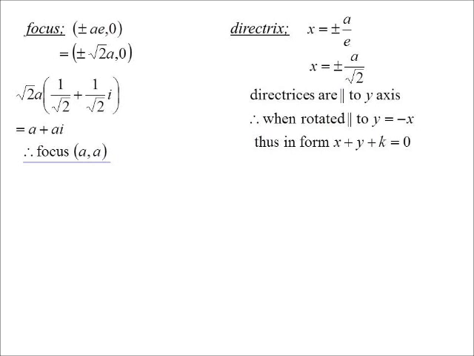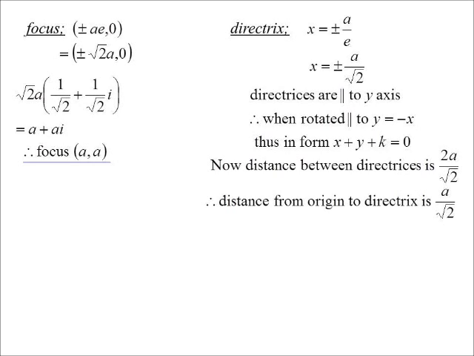I also know, before I moved it, the distance between the two directrices will be 2a over the square root of 2, because each one has the equation a on root 2 and minus a on root 2. Add them together, we'd have 2a on root 2. Now when I rotate them, that distance isn't going to change. So the distance from the origin to the directrix must be a on root 2. Now it doesn't matter that I've rotated it, it's still going to be a on root 2. In other words, the perpendicular distance from the origin to the directrix.